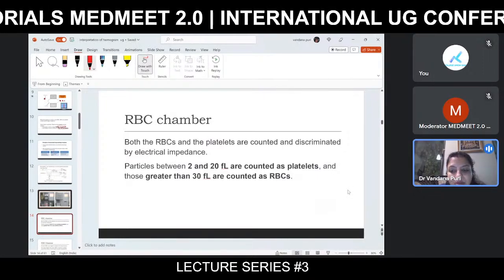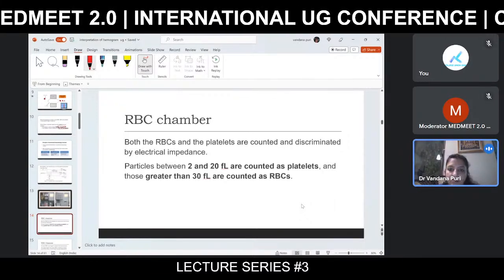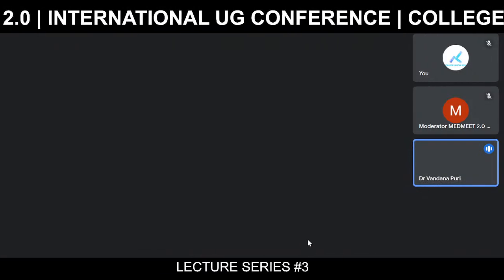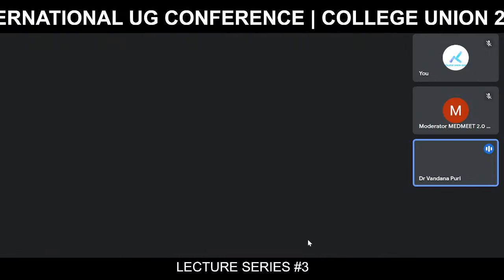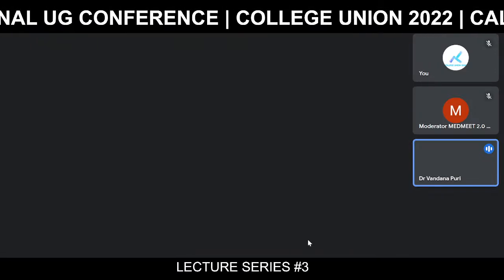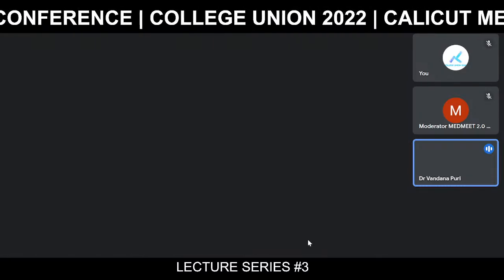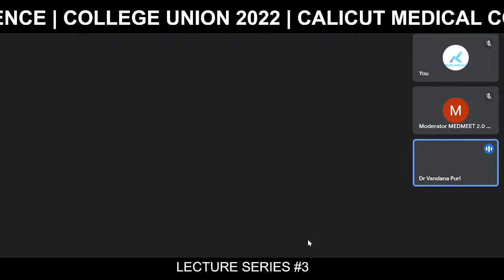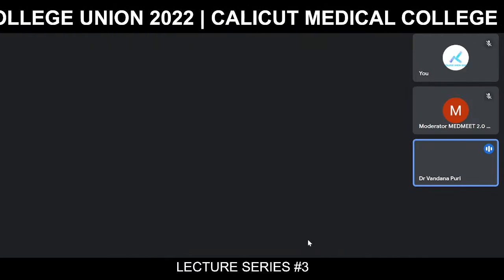So it's a very, very simple point you should remember, that any particle which is of the size between 2 to 20 femtoliter, your machine counts them as platelets. Whereas any particle which is greater than 30 femtoliter is counted as RBCs. So it's the size which defines. So something which is smaller than 20 femtoliter has to be platelet. Something which is bigger than 20 femtoliter, okay, is basically your RBCs. Okay, so nothing should be smaller than 2 femtoliters. You should remember that. So the cutoff is 2 to 20 femtoliters.